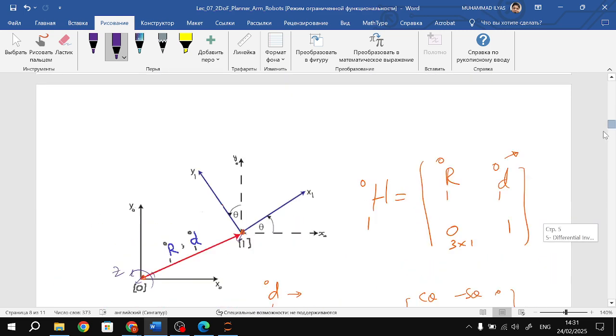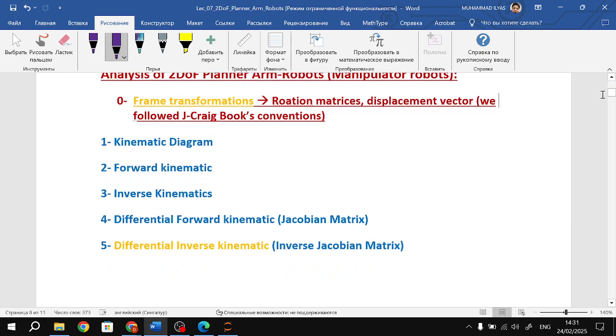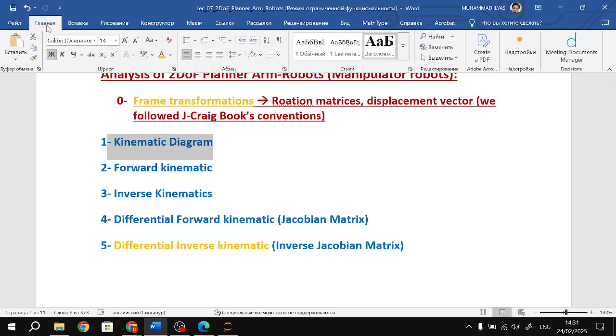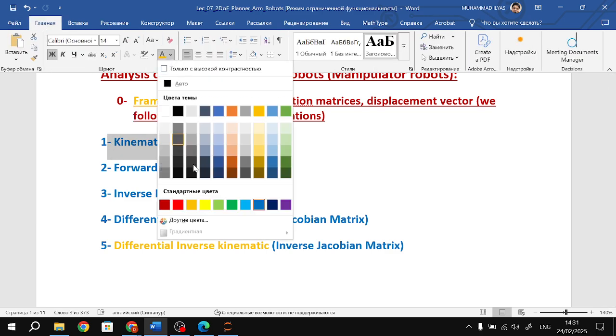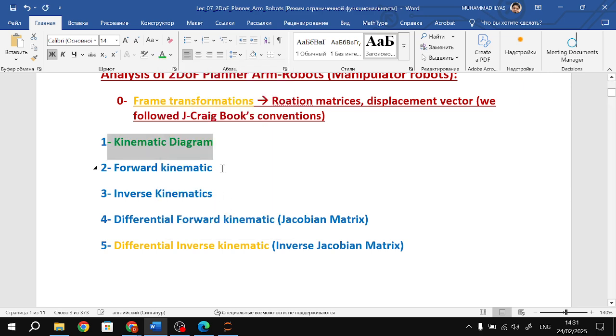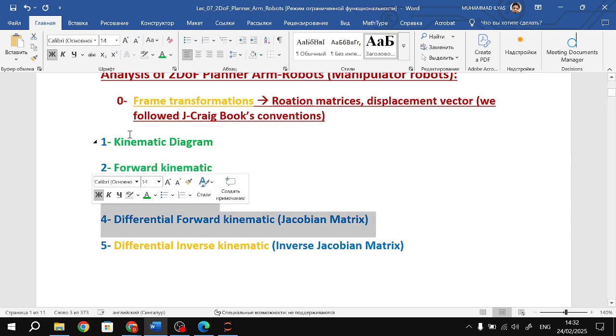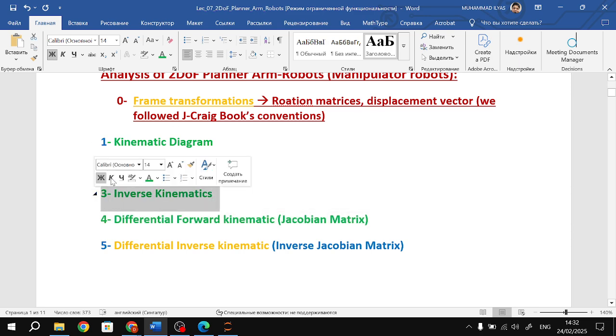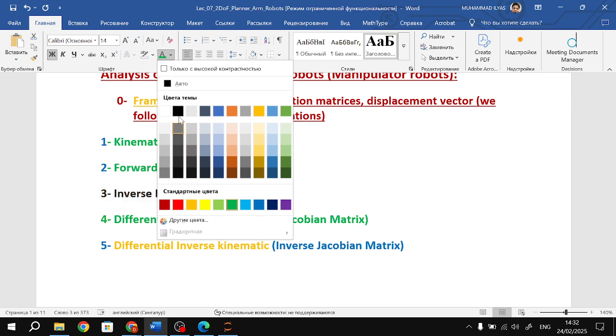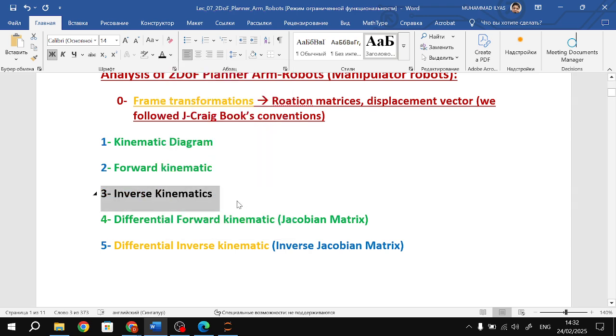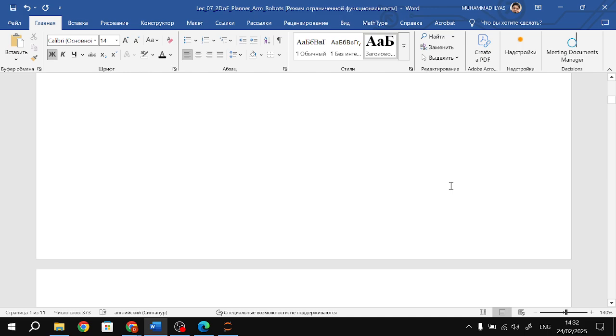Our next step is, we have done this one. We have done forward kinematic, we have done differential kinematic, and not this one. Let's do it. Inverse kinematic. What is inverse kinematic?